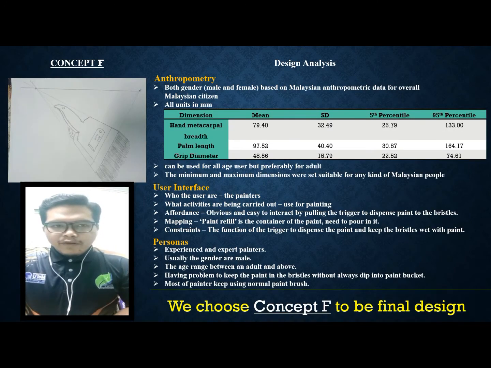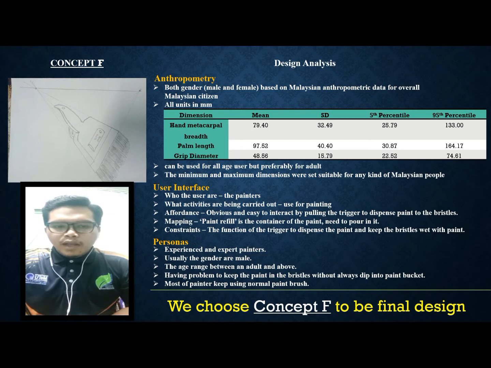Lastly is concept F, design analysis. The anthropometry of this concept is for both genders, male and female, based on Malaysian anthropometric data for the overall Malaysian citizen, as shown in the table, with all units in mm. For the hand metacarpal breadth dimension, the mean is 79.40, the standard deviation is 32.49, the fifth percentile is 25.79, and the 95th percentile is 123.0.